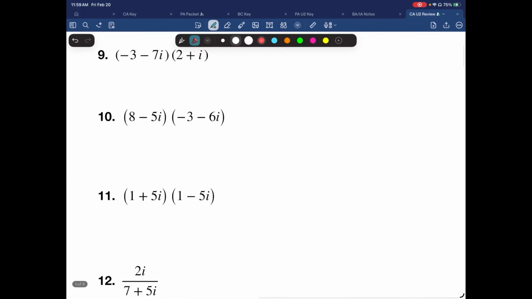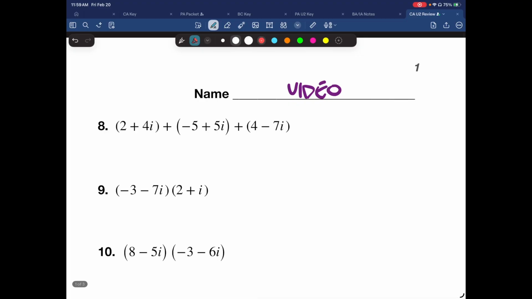On number 8, same thing. You're just adding, subtracting. This first one, there's nothing going on, so just drop the parentheses. 2 plus 4i. Plus negative is the same thing as minus 5. And then plus 5i plus 4 minus 7i. Okay, so you got 2 minus 5 is negative 3, plus 4 is 1. So you got 1 here.